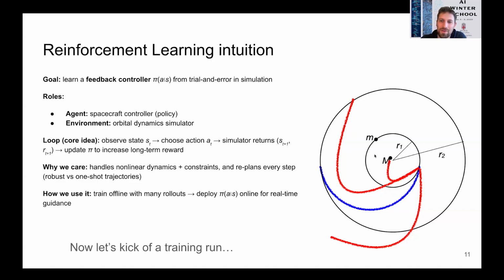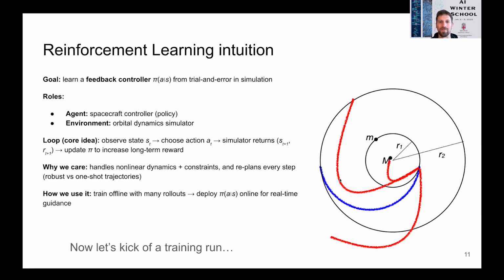We have an R1 and R2 orbit, and we want to get from R1 to R2, our satellite mass, little m. But instead of doing it analytically, we want to learn it from trial and error in a simulation. And you could imagine your spacecraft has a controller, which we're going to represent as pi here, but it basically says, hey, given a certain state, which means where I am, how fast I'm going, what orbit I'm on, it could be a number of parameters that you use to describe that state.